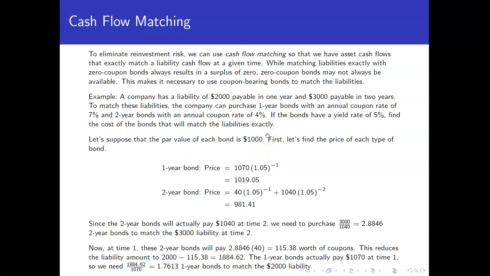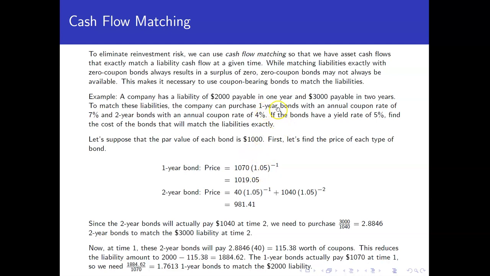in order to be able to match the liabilities exactly. Now, just for ease of computation, let's say that the par value of each bond is 1,000. The reason I'm using 1,000 is, of course, because each of the liabilities is a multiple of 1,000. It just makes computations a little bit easier. You can use whatever number you want. So let's define the price of each particular bond.